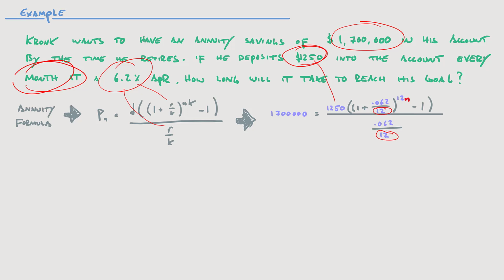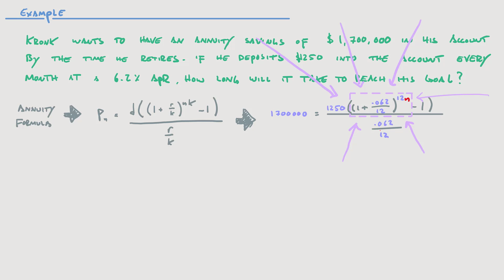Okay, so what we're going to do is isolate this thing. Anytime you're solving for an exponent, you want to isolate the base of that exponent. The base in this case is 1 plus 0.062 over 12. So we need to get that thing by itself. And of course, it's raised to the 12n, which is why I included it in the thing that we want to isolate.